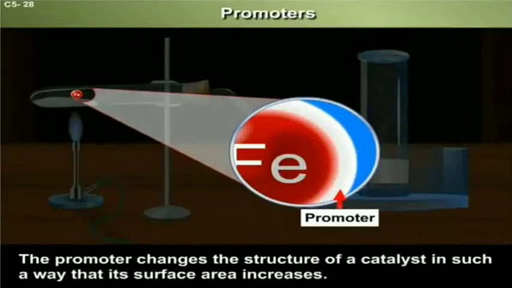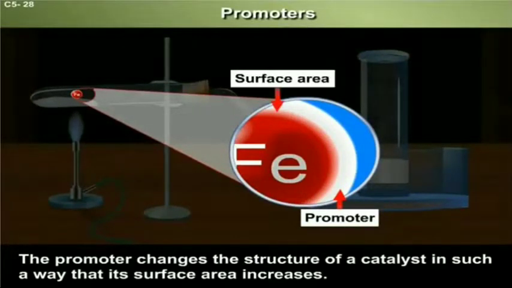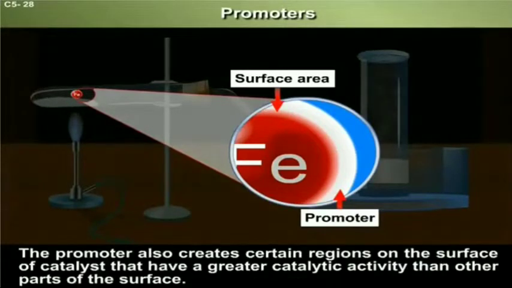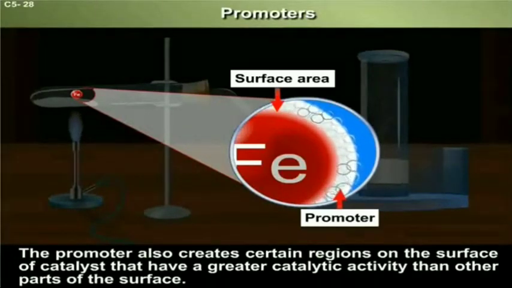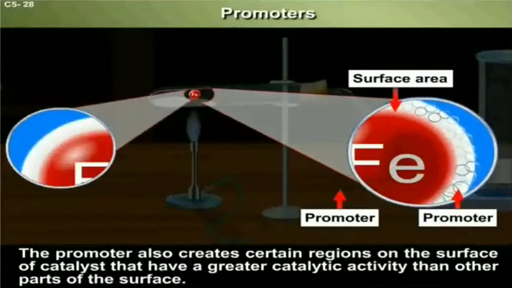The promoter changes the structure of a catalyst in such a way that its surface area increases. The promoter also creates certain regions on the surface of the catalyst that have a greater catalytic activity than other parts of the surface.